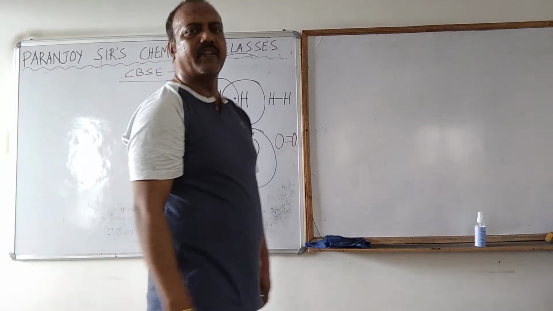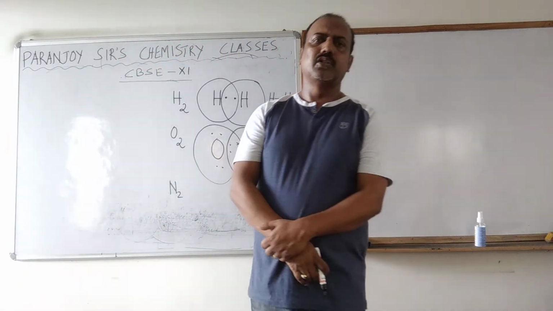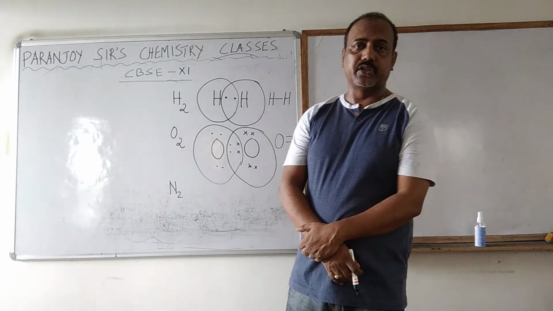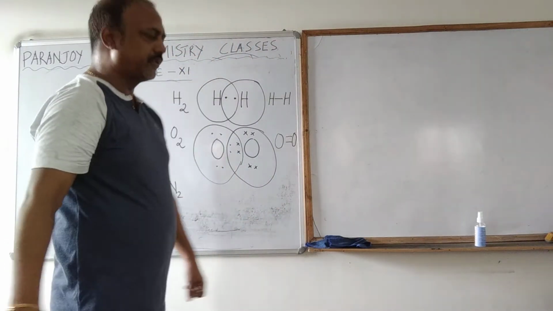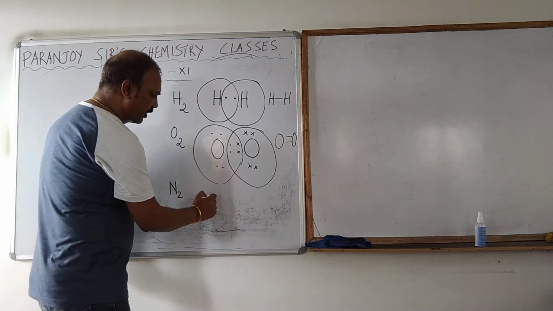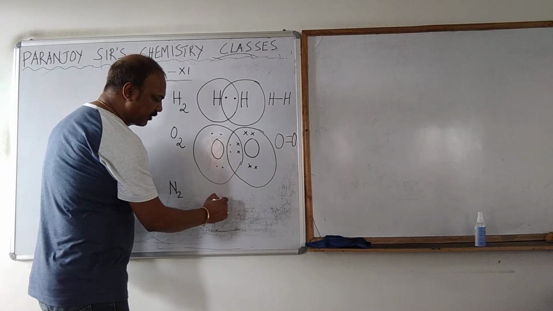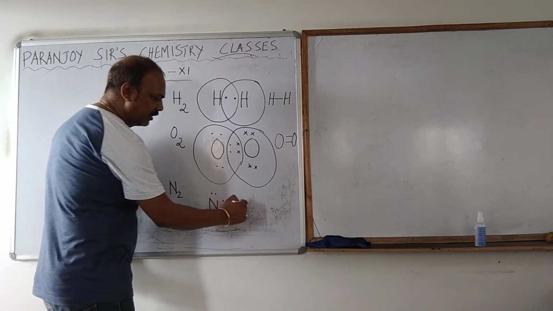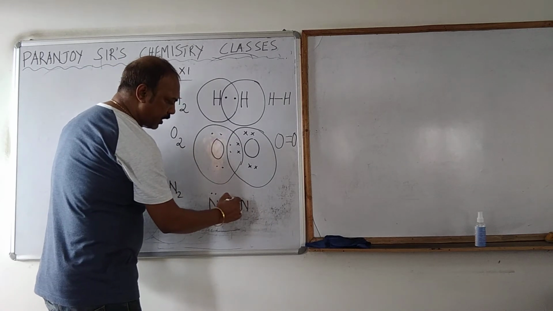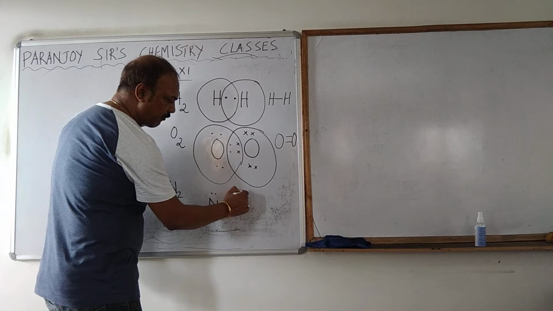Same way, if I try to draw N2, nitrogen has got 7 electrons in total, therefore 5 electrons in its valence shell. So if I try to draw the Lewis dot structure of the nitrogen molecule, it has got 5 electrons in its valence shell. 1, 2, 3, 4, 5. Another nitrogen has got 1, 2, 3, 4, 5.